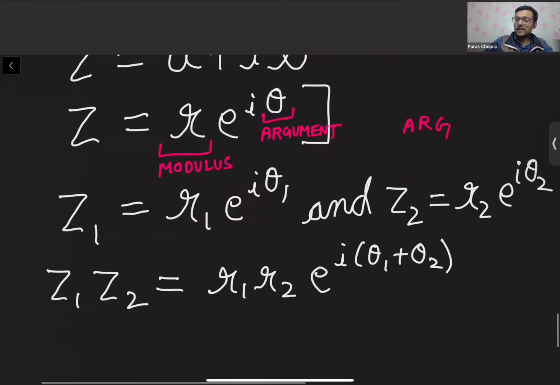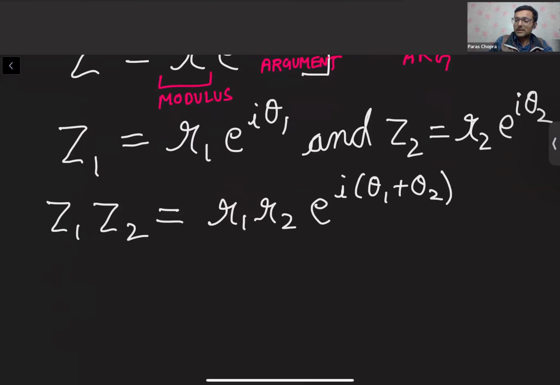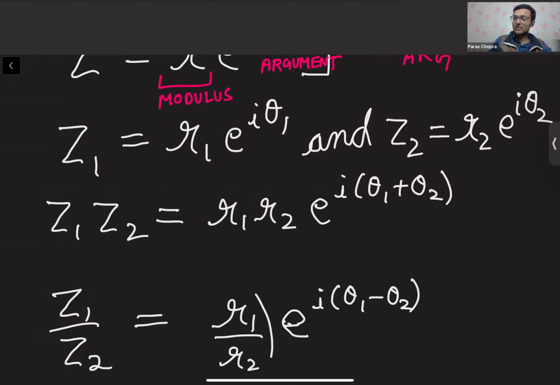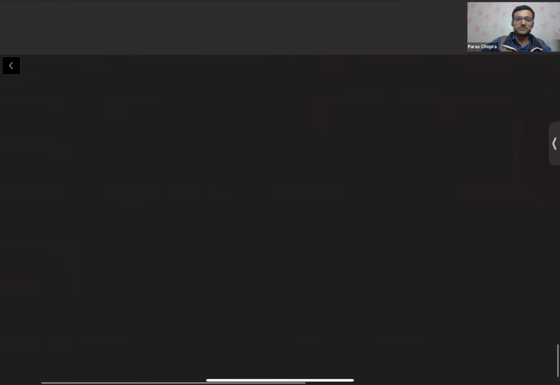Okay. And similarly, अगर आपको complex number divide करने हो तो z1 by z2, what will this be equal to? इसमें मॉड्यूलस हमारा r1 by r2 हो जाएगा और आर्ग्यूमेंट सब्ट्रैक्ट हो जाएगी. Okay. So इस फॉर्मेट में लिखने का ये फायदा होता है कि मल्टीप्लिकेशन और डिवीजन बहुत आसान हो जाता है. ओके.